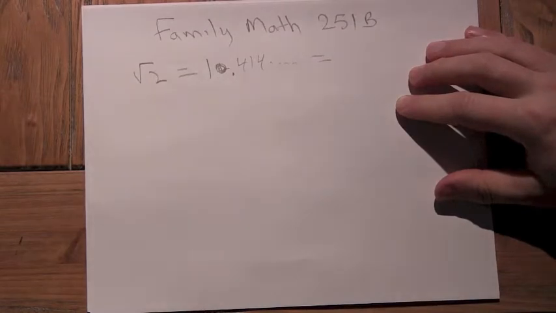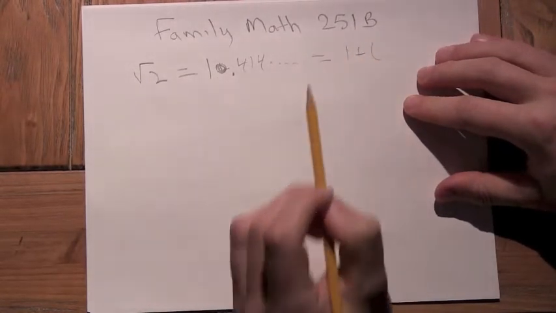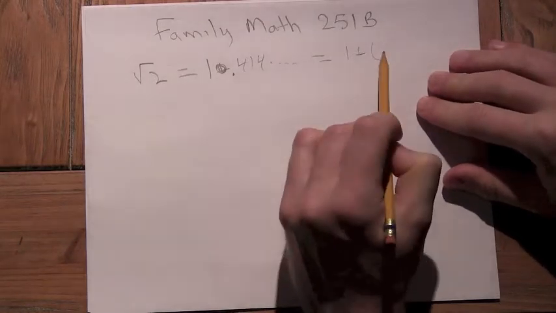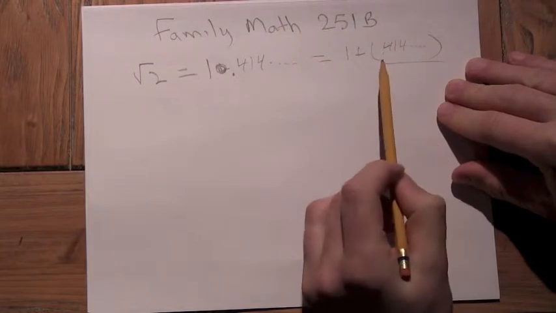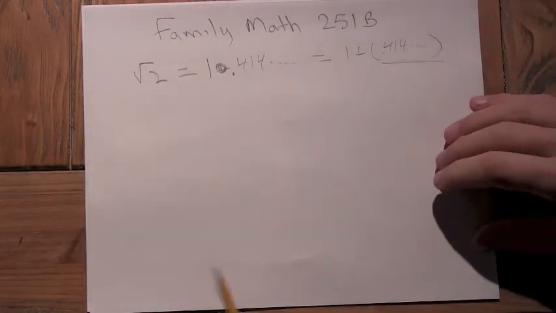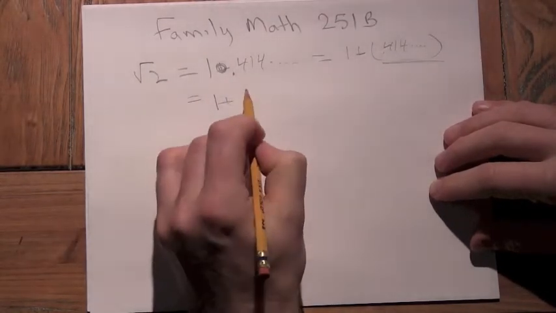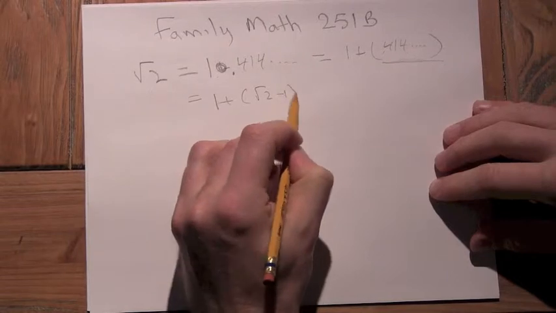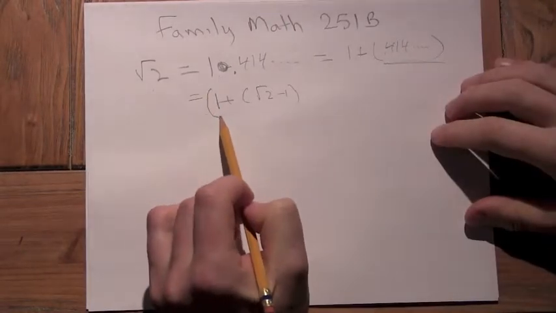So what's the integer part? 1. 1 plus 0.414, etc. And how can we write this 0.414 as a number that has the square root of 2 in it? It's the square root of 2 minus 1. Very good, square root of 2 minus 1. So the first part of our continued fraction is going to be this 1.